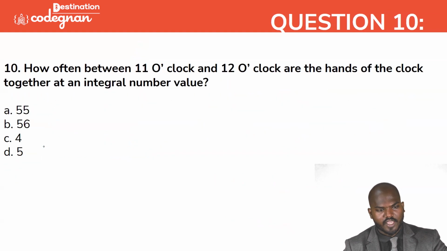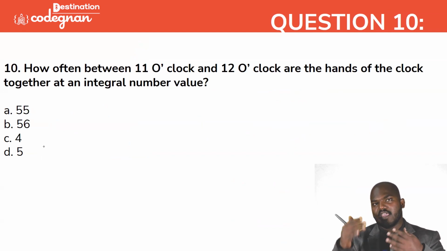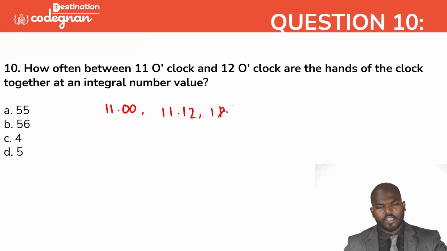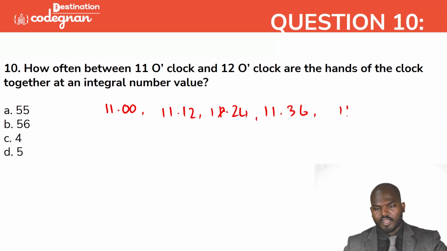Going to the next question, guys. How often between 11 o'clock and 12 o'clock are the hands of the clock together at an integral value? What is called integral? Integral means the digits come back to back in the same way. So if you take this value, 11:00, the next value we can call 11:12, 11:24, it needs to complete in the same way. Then 11:36, 11:48, and next we can call it 12.